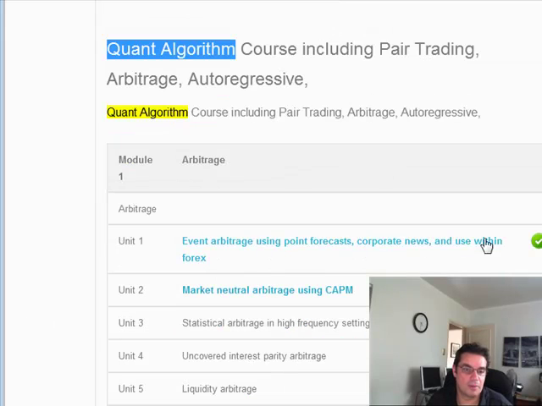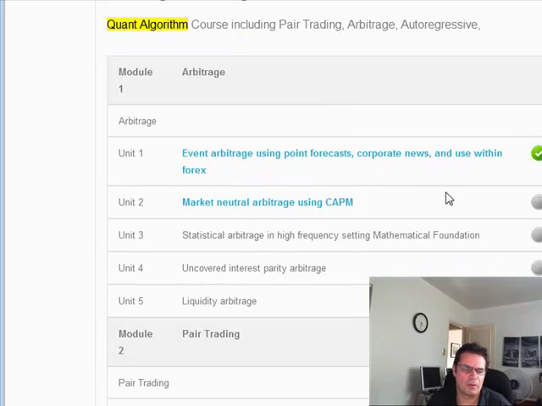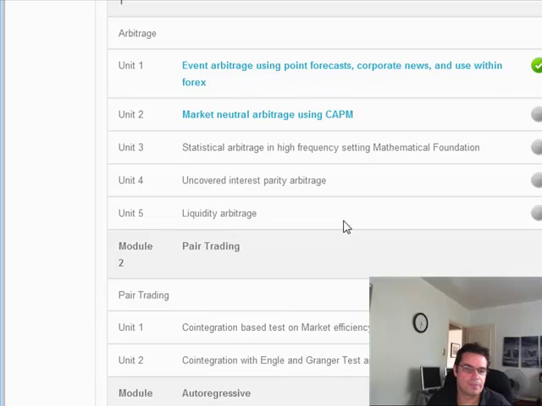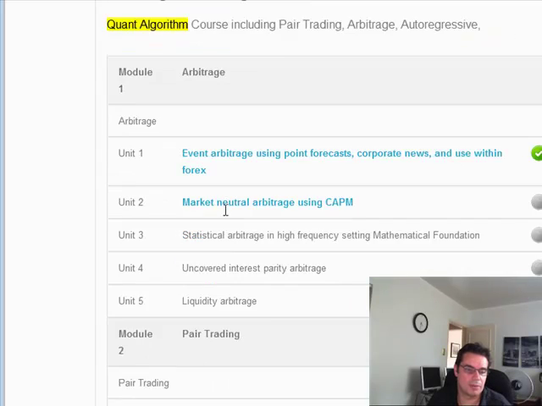Okay, so we got event arbitrage, point forecast using corporate news, all four forex trading, using market neutral arbitrage using CAPM, statistical arbitrage in a high frequency trading environment using mathematical foundations, uncovered interest parity arbitrage and liquidity arbitrage. Again, this is all arbitrage.